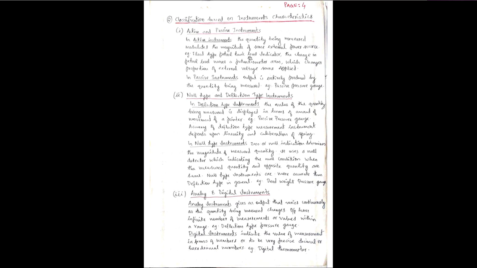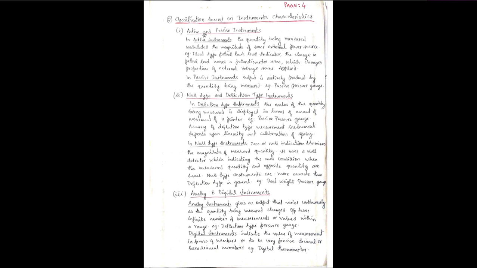Example, float type petrol tank level indicator. Okay, the change in petrol level moves a potentiometer arm, which changes the proportion of external voltage source applied. That is active instruments. In that, the measured quantity modulates the magnitude of an external power source. Okay, and in passive instruments, output is entirely produced by the quantity being measured. Example, passive pressure gauge.